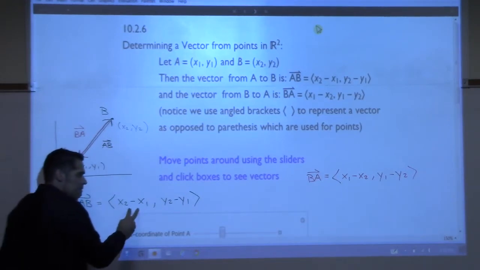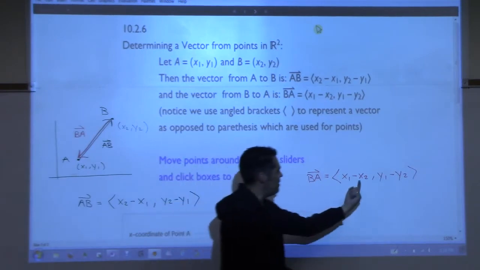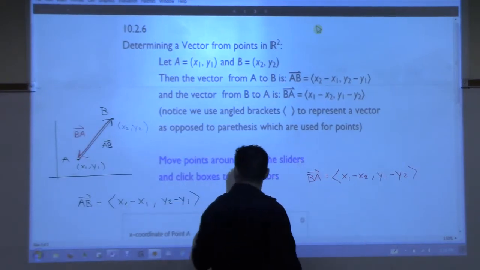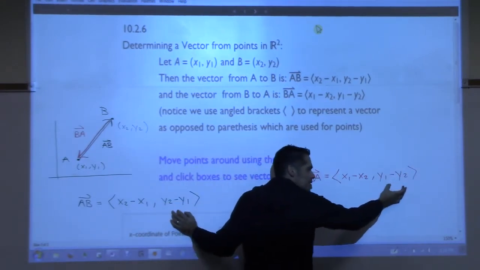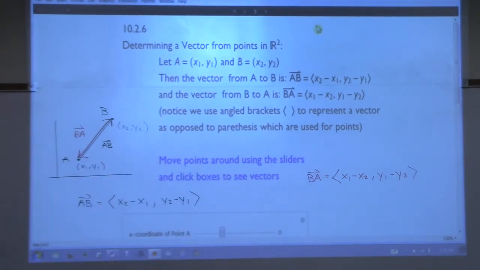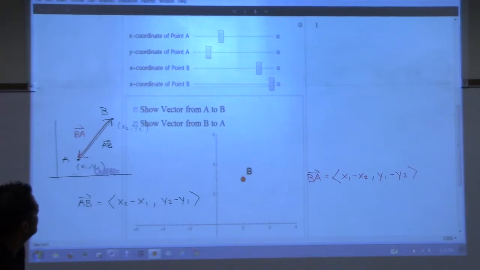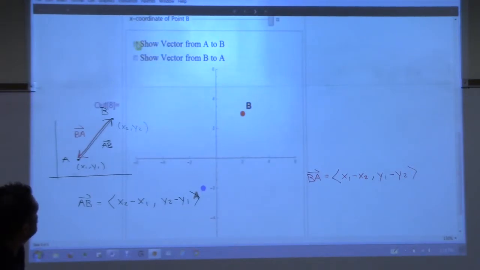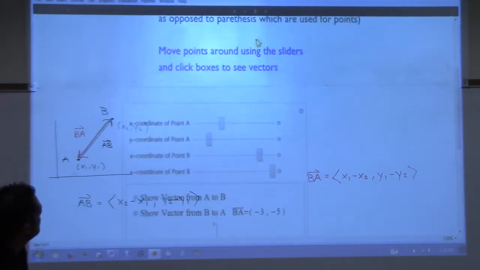Yeah, like if this turned out to be a positive number, this would be the opposite of that. This would be that same number negative. And then this one would be whatever, and this one would be the opposite sign. So it'd be incorrect, all right? Okay. This is just showing you the difference between the vector from A to B and the vector from B to A. Yay, that's not very exciting.